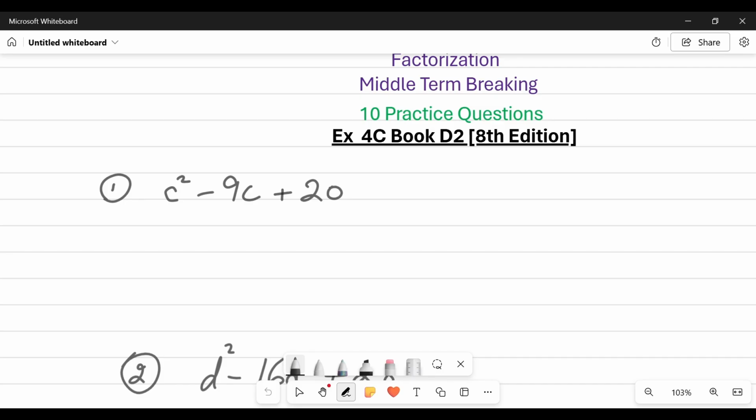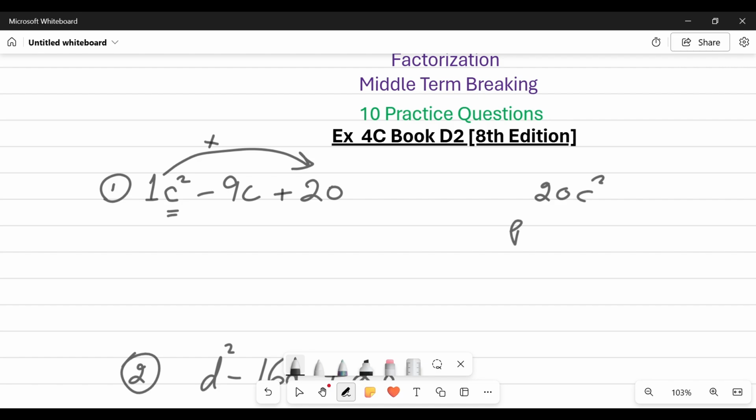So our step says, what is the procedure to solve the middle term breaking? Step number one, you need to multiply the first and the last digits, right? So here we have coefficient 1 and here we have 20. So when we multiply 1 with 20, it gives you 20. And here it's only c square, so it's 20c square, right?